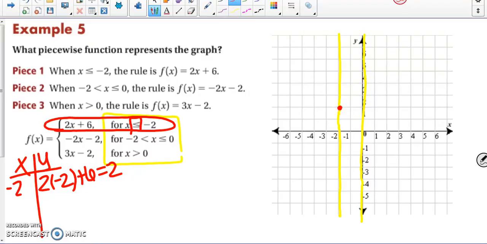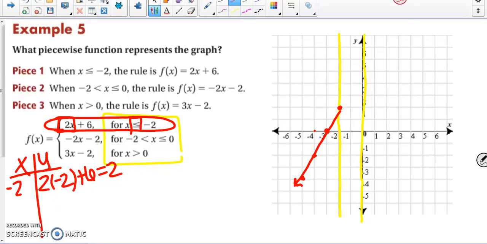Now I know that I have a positive slope of 2 for this function, which means I'm going to use my slope to graph the rest of these points. I'm going to go down 2 and to the left 1. Down 2 and to the left 1. Graphing the line 2x plus 6 equals y.